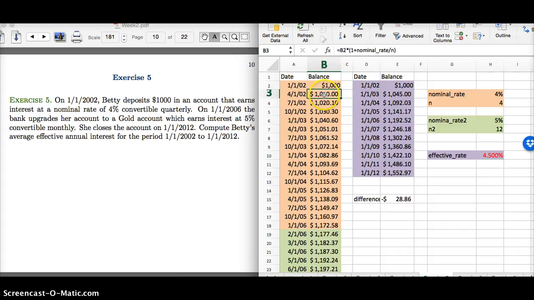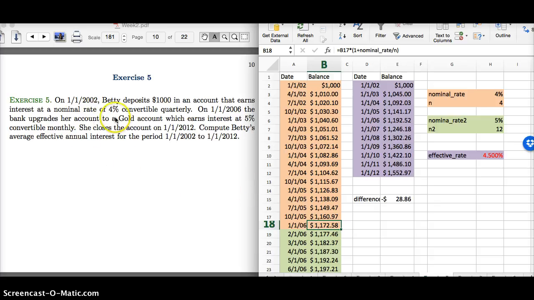So the effective rate per quarter would be 1%, 4% divided by 4. And so to get the balance at the end of the next quarter, we take the $1,000 and we multiply by 1 plus 4% over 4. Now she keeps the money in that account until January 1, 2006. And so by January 1, 2006, her account has grown to $1,172.58.